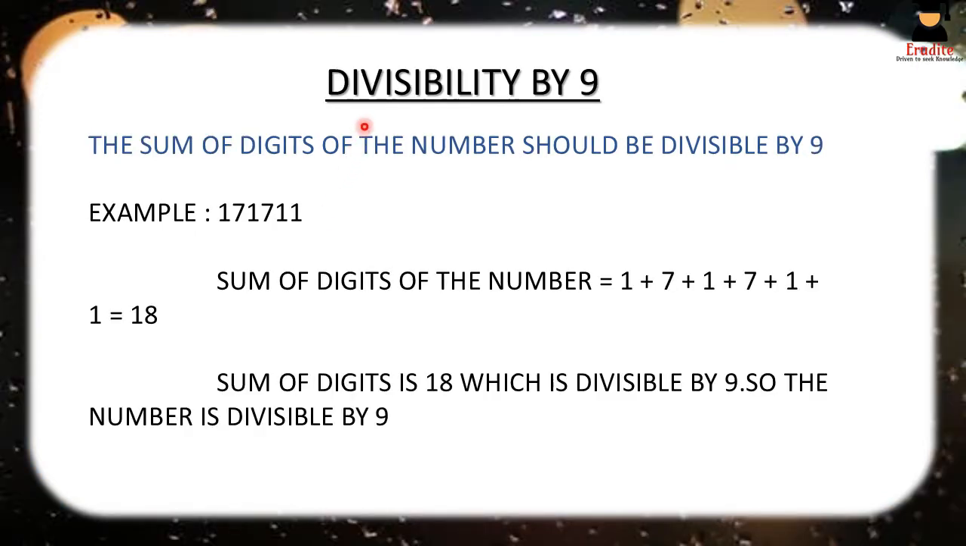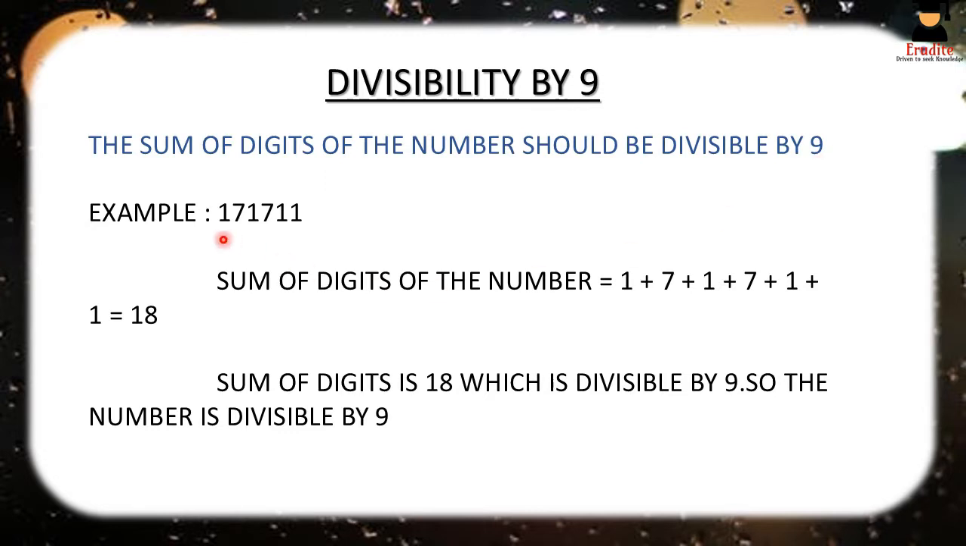The next I have is the divisibility test by 9. It is just like the divisibility test of 3. For 3, you need to have the sum of the digits divisible by 3 completely. For 9, you need to have the sum of the digits of the number divisible by 9 completely. So let's take an example and try to understand.